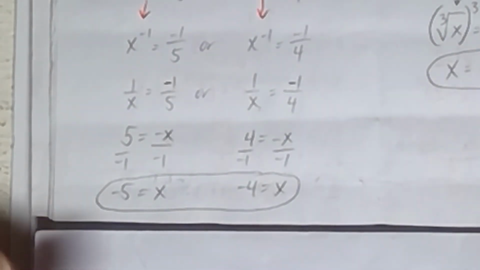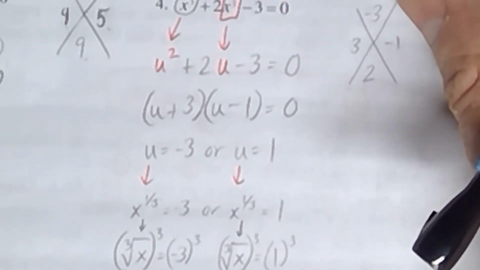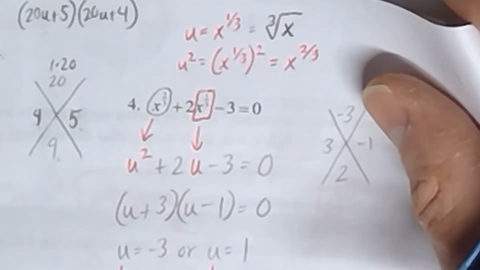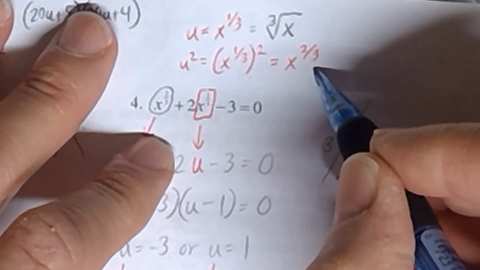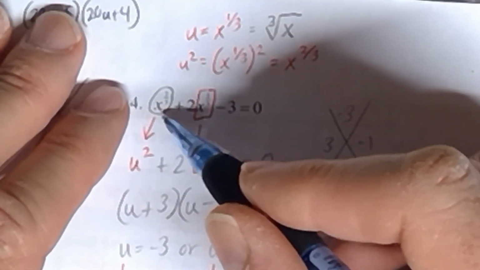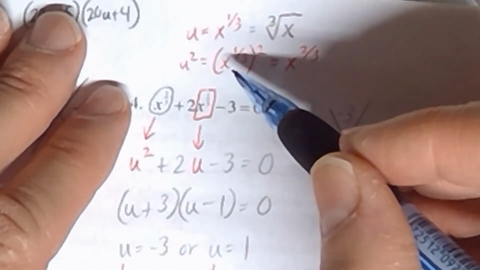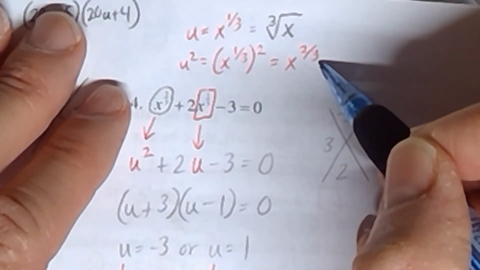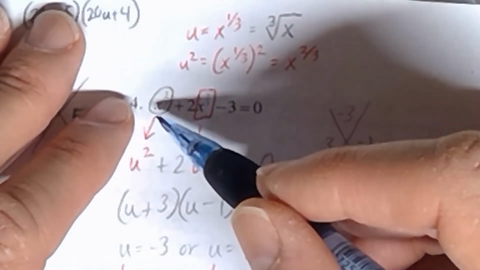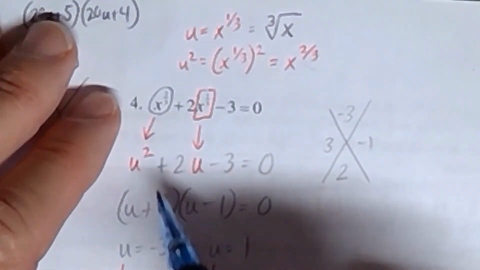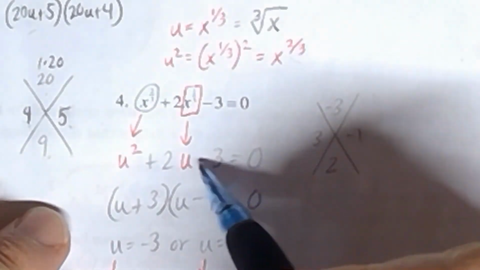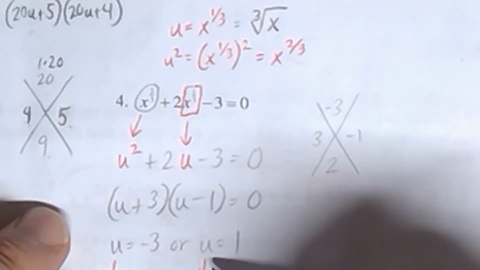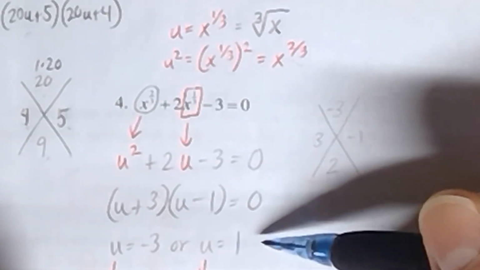Number 4. Again, there's something in the middle so that when you square it, it's equal to something that's in the front, x to the 2/3. 1/3 times 2 is 2/3. That's why it ends up matching up with this. So again, we've got ourselves a normal quadratic equation. We do the Berry method, we solve that. We get negative 3 and 1 down here.